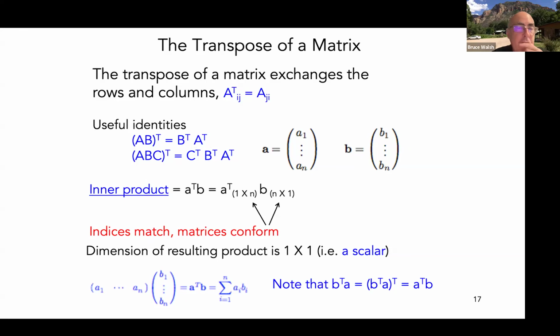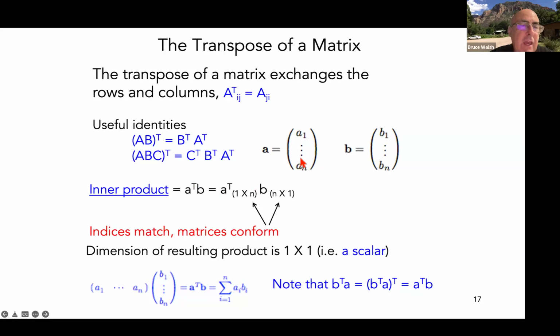A quick application is to consider two column vectors A and B. Remember I told you the dot product is often called the inner product, but I'm going to keep that separate. Well, the inner product of A and B is defined as the transpose of A times B.